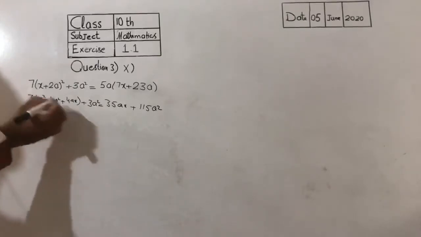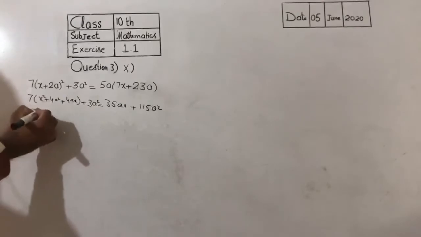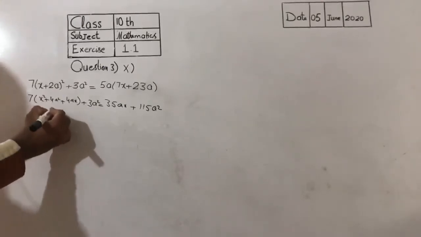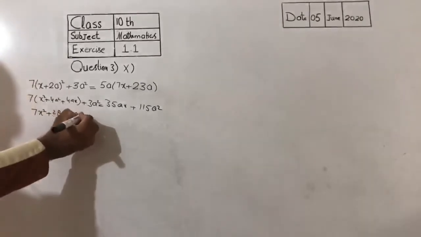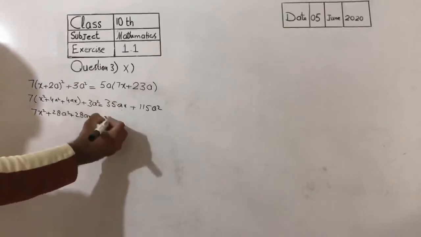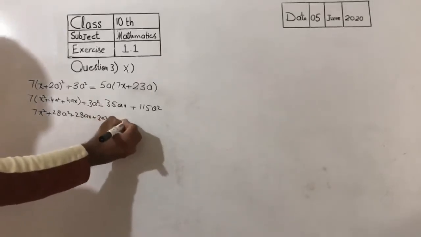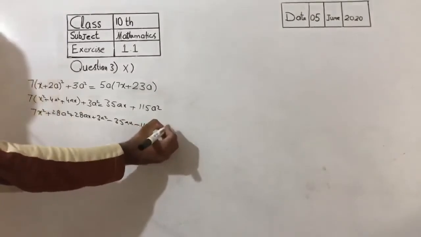First of all, I multiply 7 with x square and 4a square and 4ax. Here I get 7x square plus 28a square plus 28ax plus 3a square, and here 35ax minus 115a square is equal to 0.